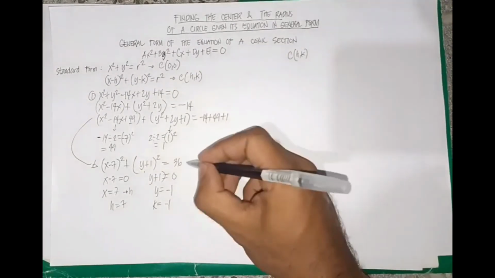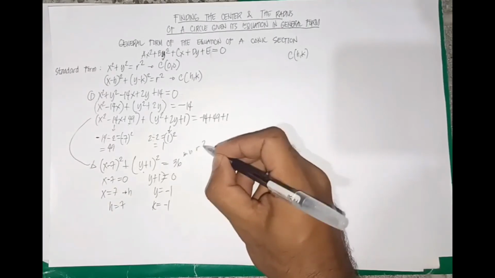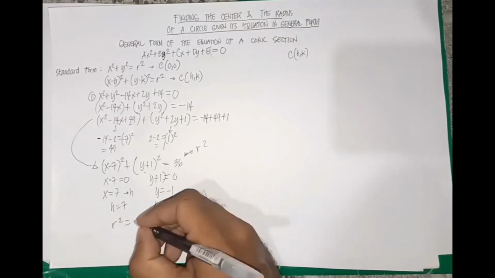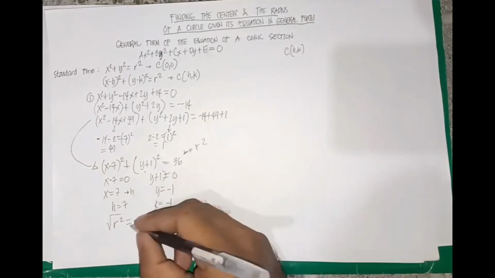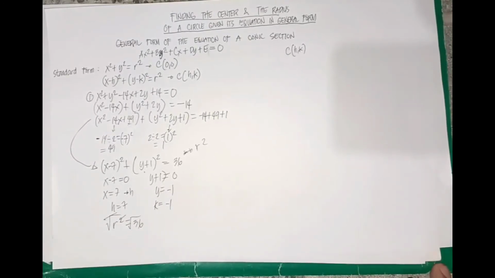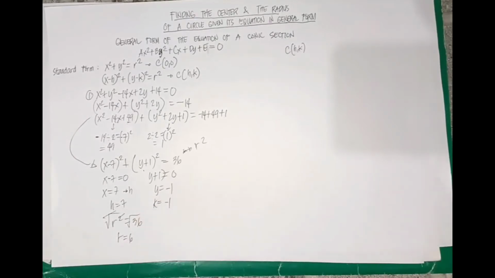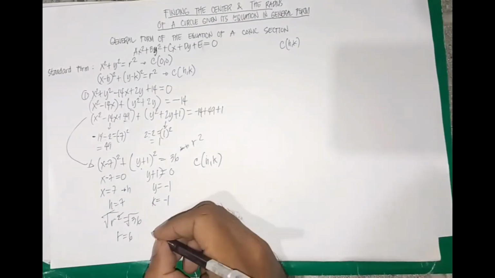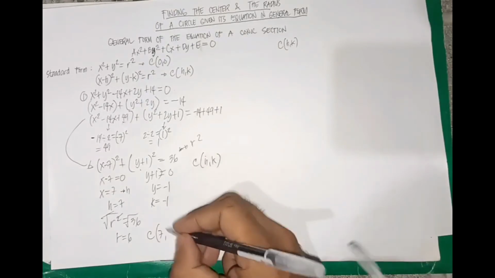So how about our radius? So this one is in the term r squared. So r squared equals 36. Therefore we're going to square root both sides so that we can eliminate the square on the other side. So the square root of 36 is 6. So our center is composed of our h and k. Our h here is positive 7 and our k here is negative 1.